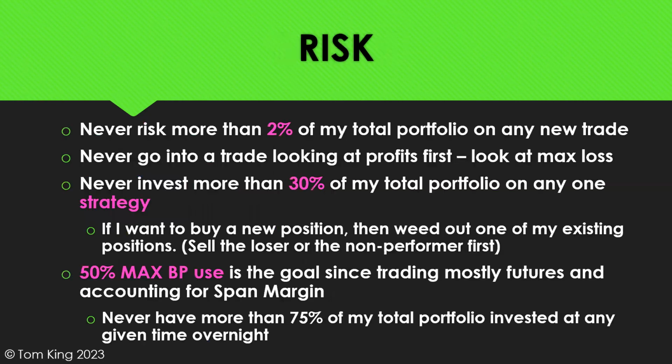And then the last thing we'll talk about today in this first part is risk. So here's some of my risk rules that I have. Never risk more than 2% of my total portfolio on any new trade. 2% is my max loss. If you've got a $100,000 account, I'm not risking more than $2,000 on that. That's my max loss. I need to have it in my strategy. If I have a $200,000 account, I won't risk more than $4,000 as my max loss.